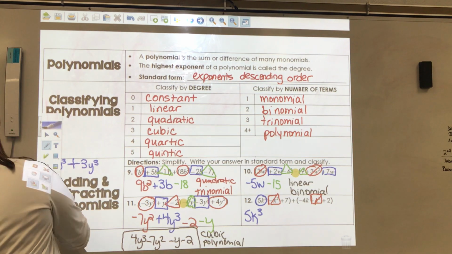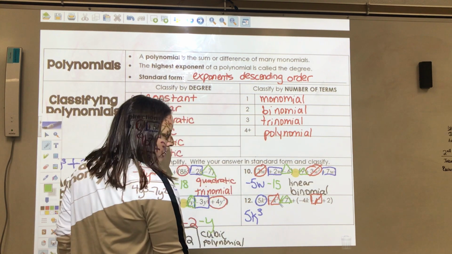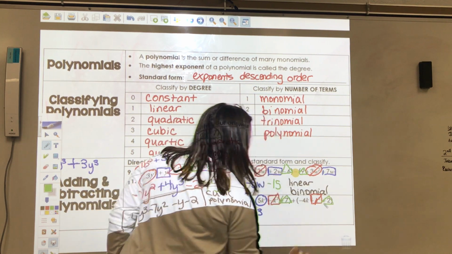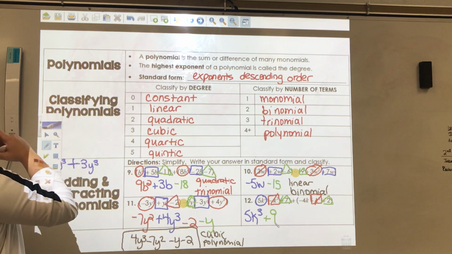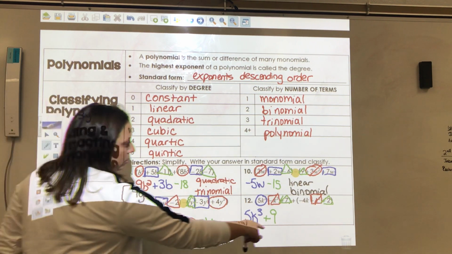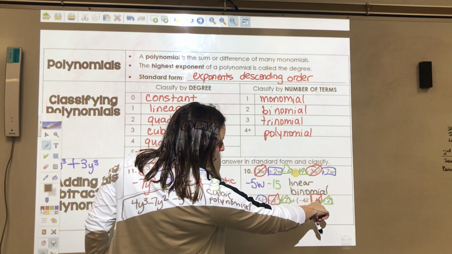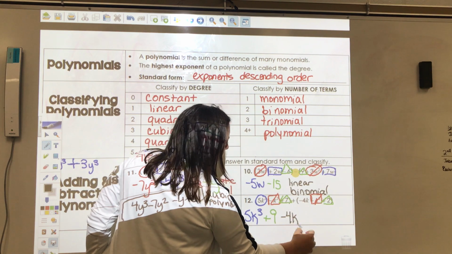All right, moving on. So we got a positive 7 combined with a positive 2. That's going to be a positive 9. And it looks like we actually have something else. This right here is by himself. There's nothing to combine with. Positive in front, so it's going to stay a negative 4k.